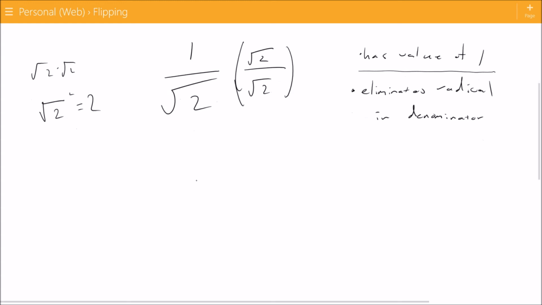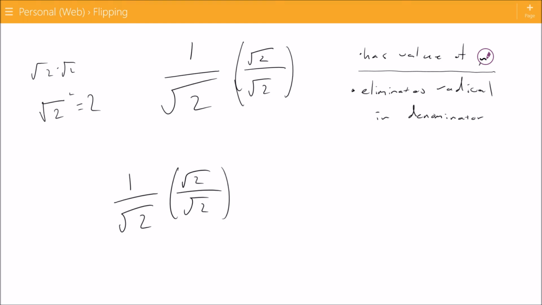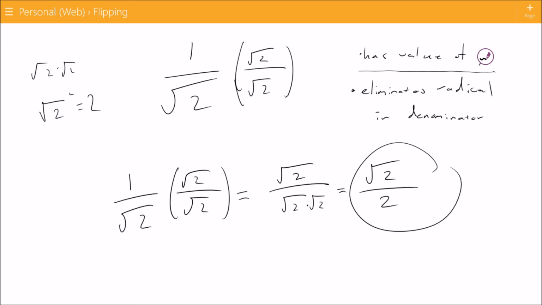So if I take 1 over the square root of 2 times the square root of 2 over the square root of 2, that gives me, multiply across, square root of 2 over the square root of 2 times the square root of 2, which is the same thing as the square root of 2 over 2. This is what we want. We've gotten rid of the radical in the denominator, and it is in the numerator where we are perfectly a-okay with that.